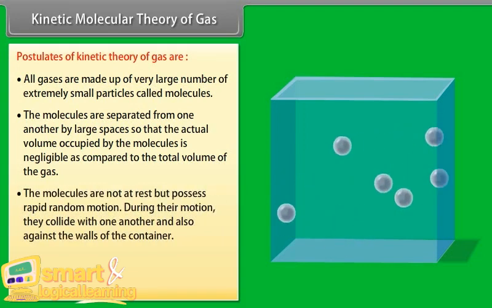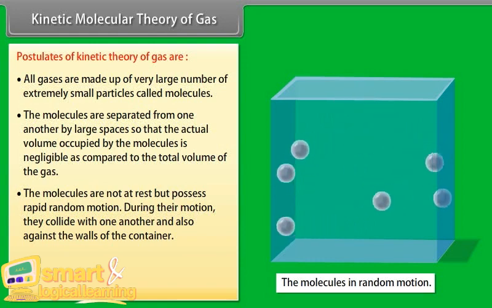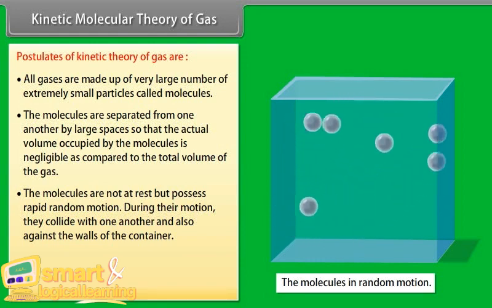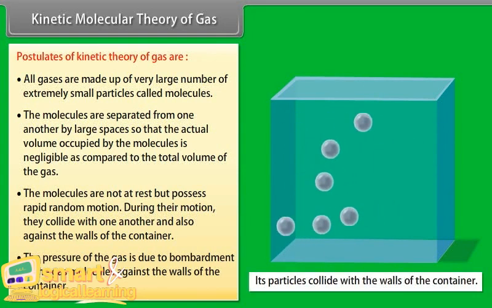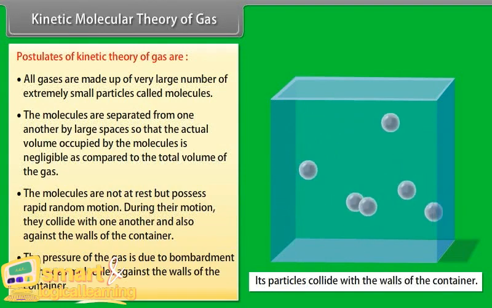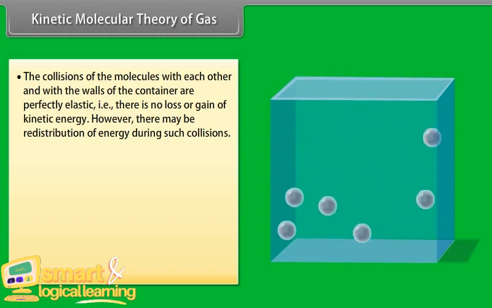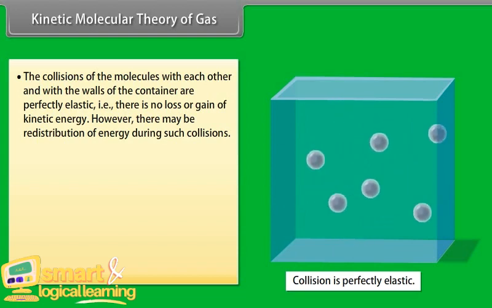The molecules are not at rest but possess rapid random motion. During this motion, they collide with one another and also against the walls of the container. The pressure of the gas is due to the bombardment of the gas molecules against the wall of the container. The collisions of the molecules with each other and with the walls of the container are perfectly elastic. That is, there is no loss or gain of kinetic energy.